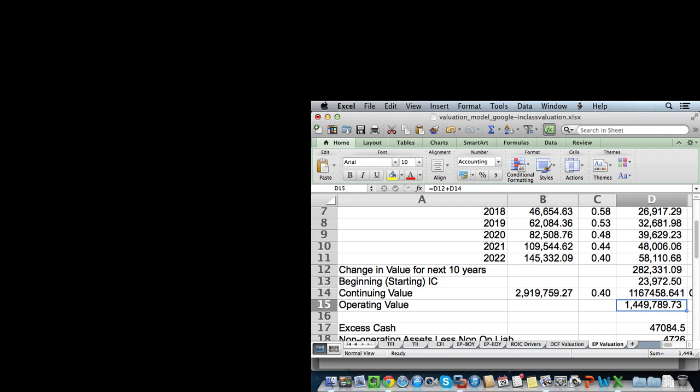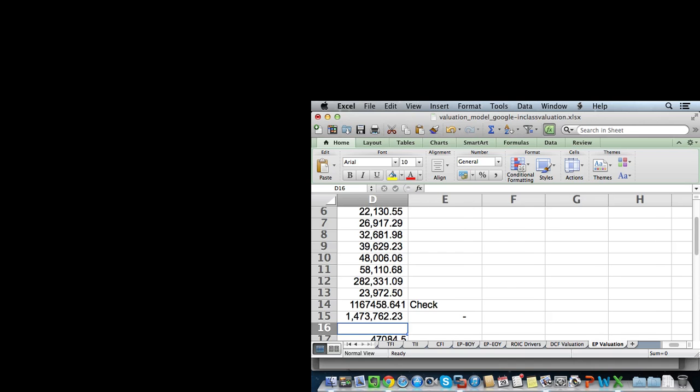Operating value is the sum of these 3 things. So that's what's different. In the DCF is just the 10-year value and the continuing value. In the economic profit world, it's the invested capital you start with, plus the change in value in the first 10 years, and then the change in value, the continuing value. So you add those 3 things together. And then, you're right, thank you, our check is 0.